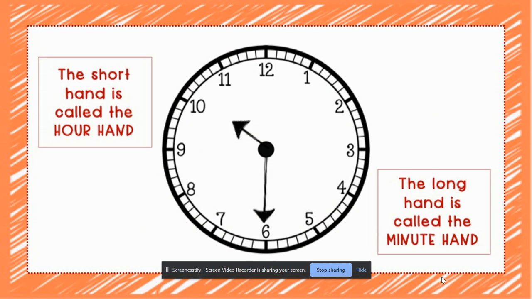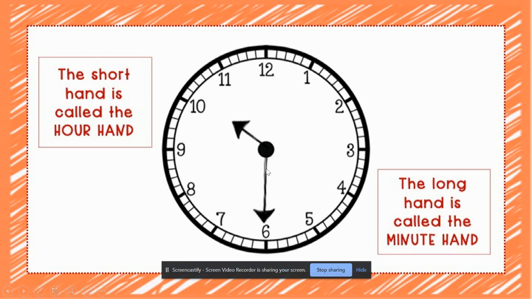So remember that the short hand is called the hour hand. This short hand is pointing to the hour, so it is 10. The hour is 10. The long hand is called the minute hand. So this minute hand is pointing to 6. But remember that every jump between a number is worth 5 minutes.